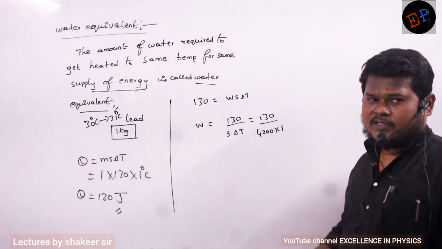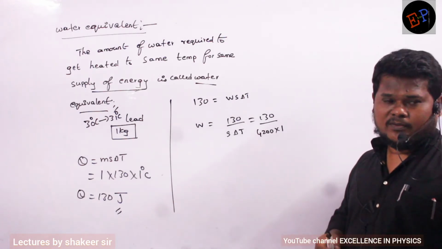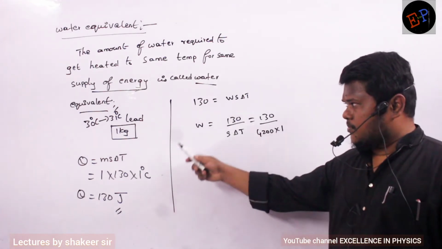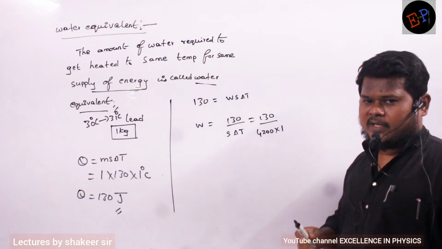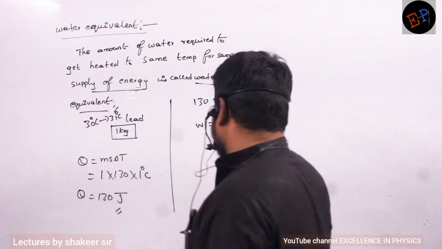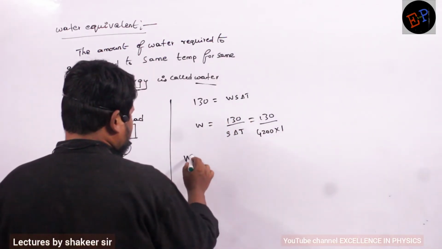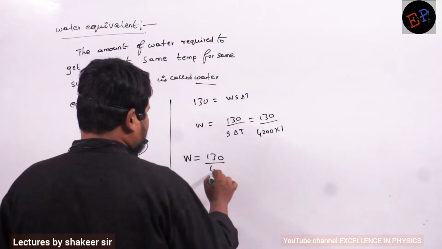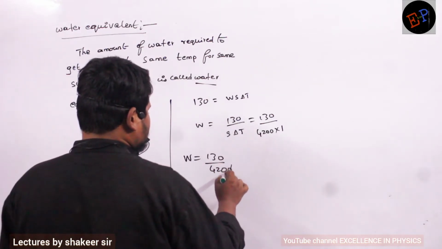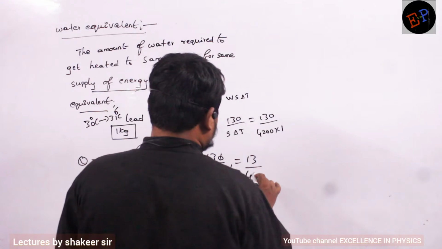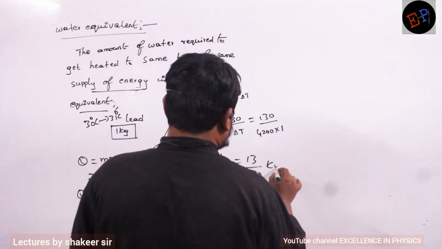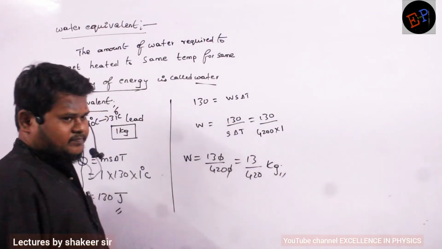So lead also I have raised by 1 only, no? Water also I have to raise by 1 only. And here the heat energy supplied is 130, no? Here also the heat energy supplied is 130 only. So how much water do I have to take? So 130 divided by 4200. So 13 divided by 420 kg of water, if I take, that is enough.